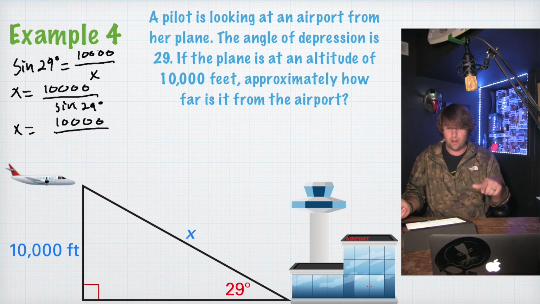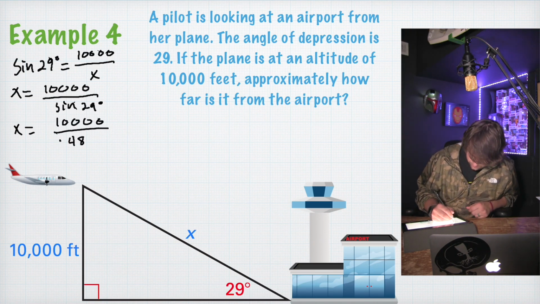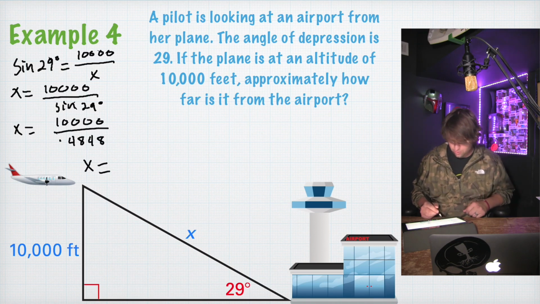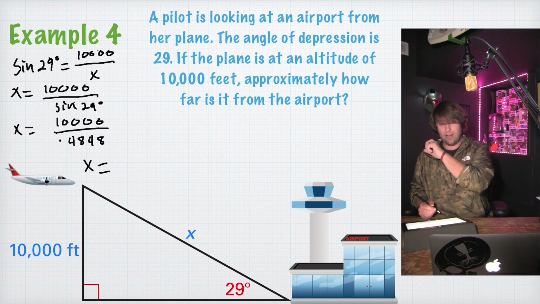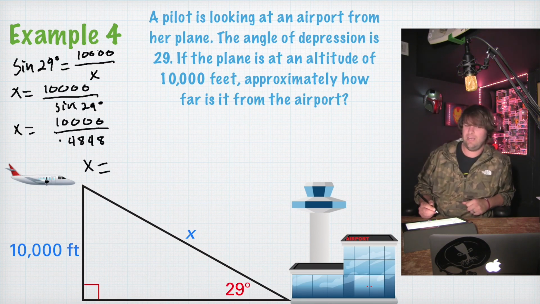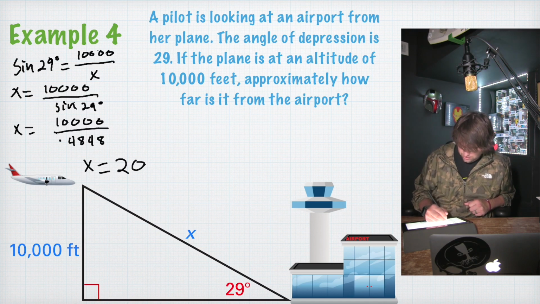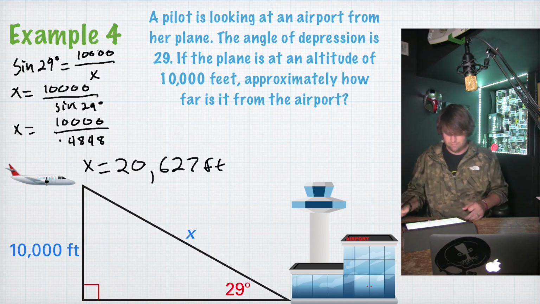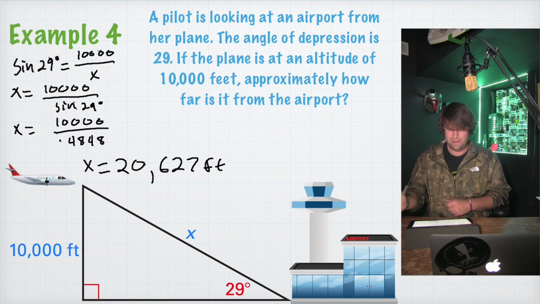If we go to the chart, it's going to be 0.4848. So x is going to equal, when we do that division in our calculator, 20,627 feet. Alright, I hope that made sense. Not a super hard example. Let's go ahead and keep going.